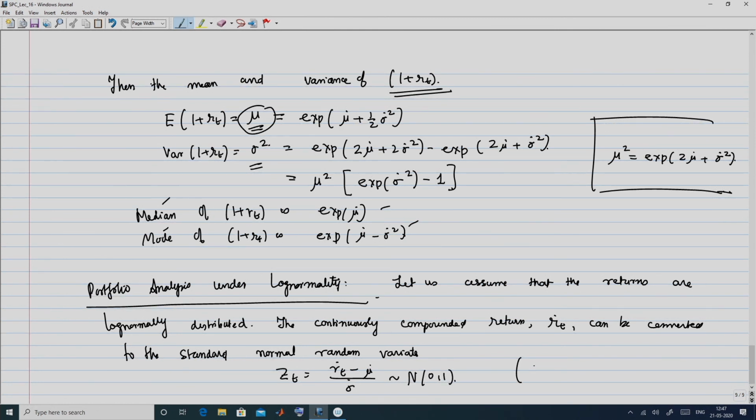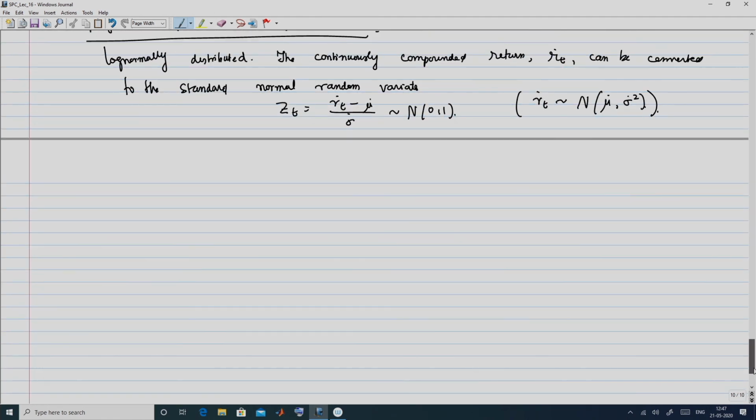Remember that your r t dot, that is the continuously compounded rate, followed a normal distribution with mean mu dot and variance sigma dot square. So, I have just done the transformation, or standardization. Recall the concept of standardization from when we introduced aspects of probability theory. Okay, so this conversion, or standardization, renders the portfolio analysis much simpler.